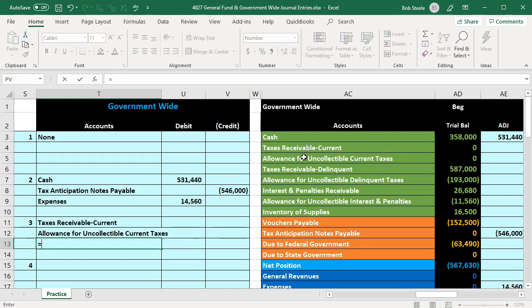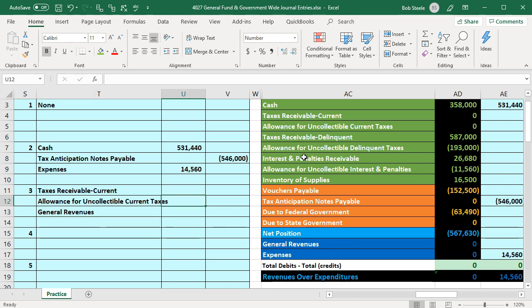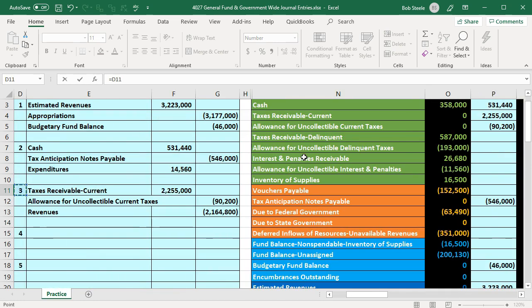And then we're going to pick up the revenue just as we did before. We're just going to call it something slightly different. We're going to call it general revenues to categorize it. Then I'm going to pick up the same numbers by simply having a formula that will go to those numbers, equals, and we're going to go back to our numbers over here.